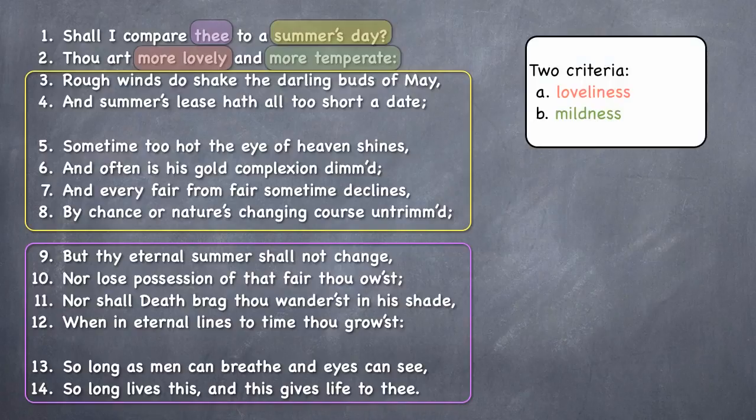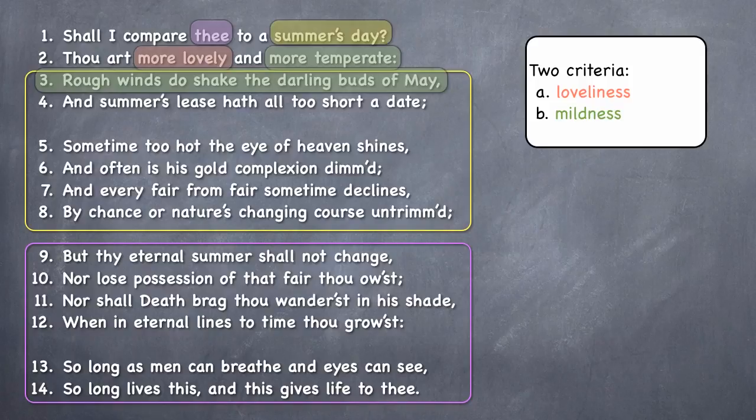Let's see if Shakespeare actually uses these two criteria to make this comparison. Let's read the sonnet, lines 3 through 14, and see how Shakespeare accomplishes what he wants to accomplish. So line 3, rough winds do shake the darling buds of May. Which of the two criteria is Shakespeare using here? Well, he's talking about mildness. Why? Because rough winds shake the darling buds of May. The winds are rough, so they're not mild. It's the opposite of mild.